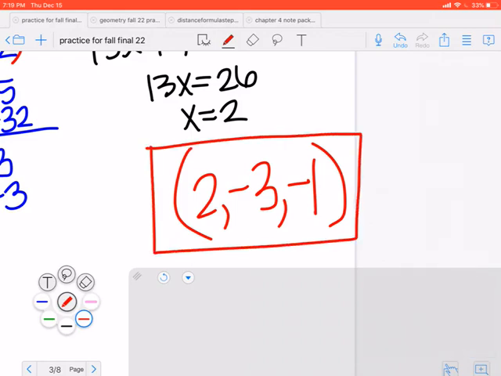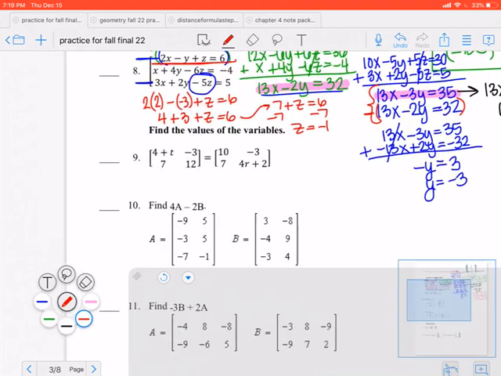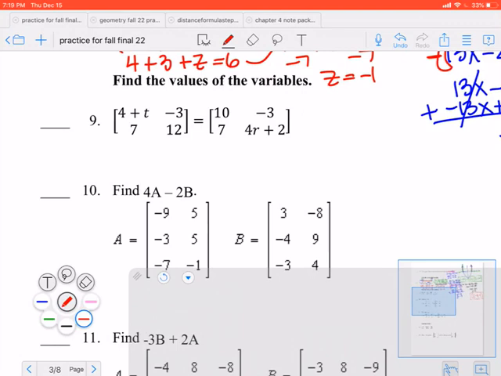2, negative 3, negative 1 is our answer. Matrices. Fun. Find the values of the variables.